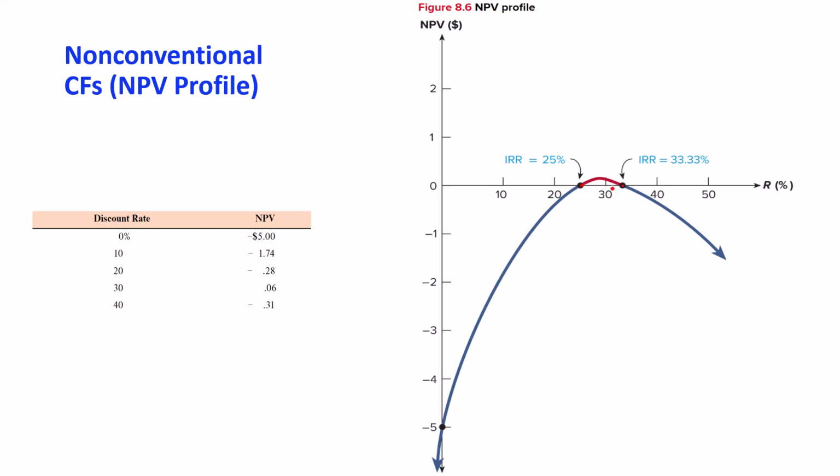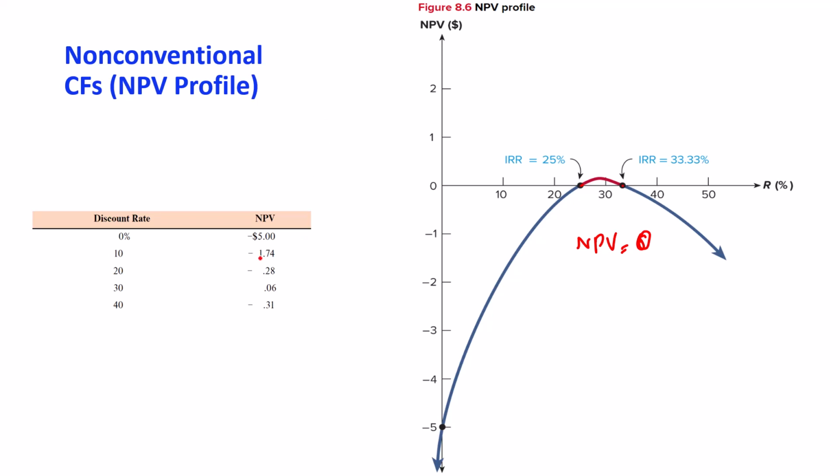So we have two NPVs. Which one are we going to use? There is no right answer here. We can't really pick one because both of them make the NPV of the project equal to 0. So both of them are IRRs of the project, which doesn't make sense. We can't really make a decision using the information that we have.